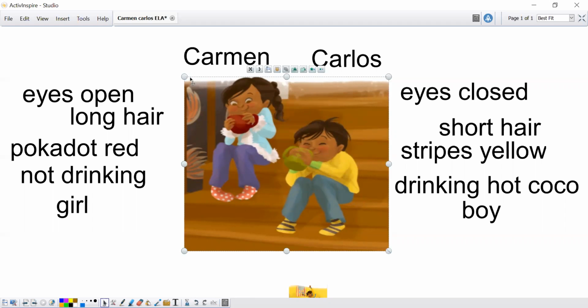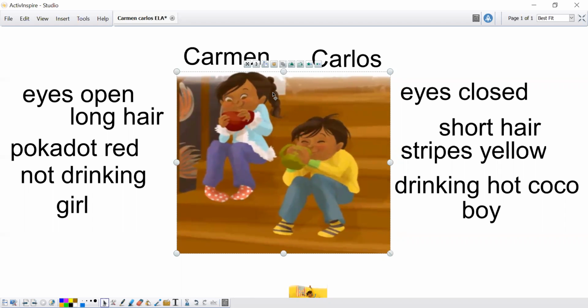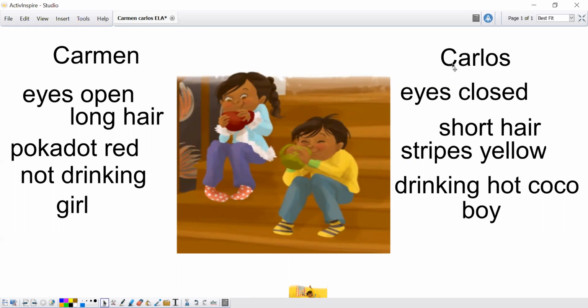Now, as we practice these observation skills of comparing and contrasting, it allows us to understand a story arc. And in a story arc, we know in the beginning, middle, and in the end, characters react to different situations based on their perspectives. They react differently to various situations based on what they see and how different they are. Carmen has different characteristics than Carlos.